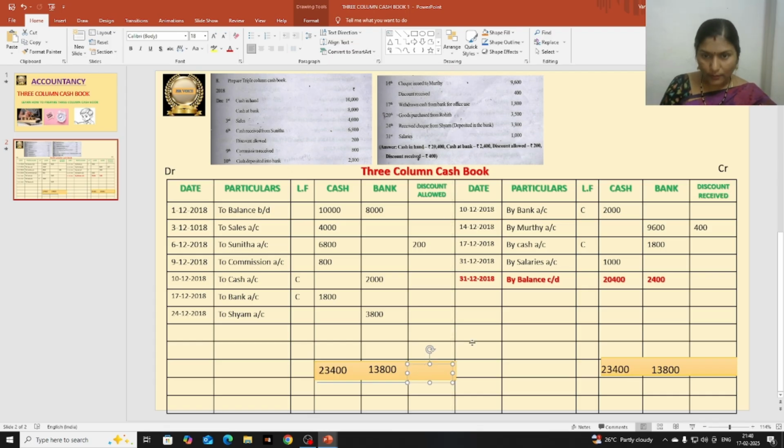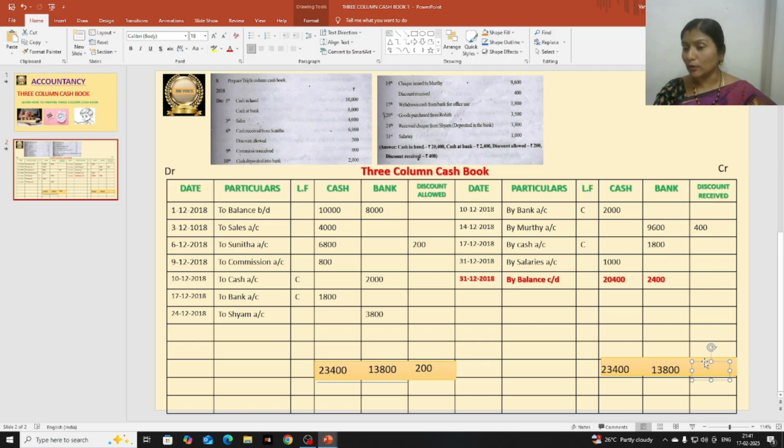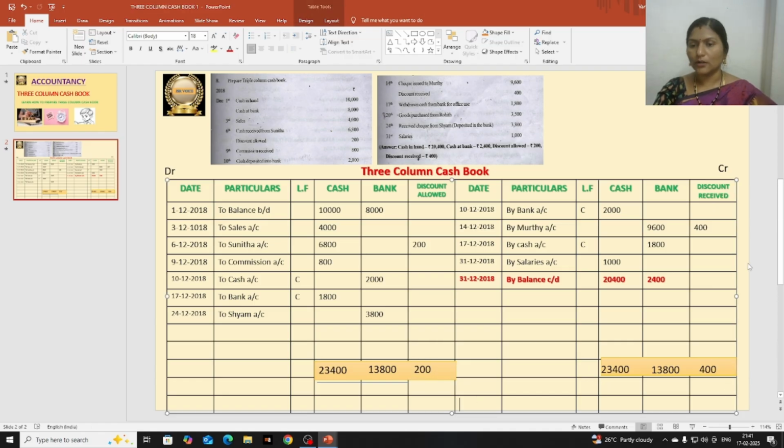The debit side discount column total is what? Only one item is there, 200 rupees. We don't have more than that, only a single item, so just mention 200. Go to the credit side. How much do we have? We have 400 rupees, only one transaction. So record that in totals on the credit side. If you have more than one, add all of them and record the total in the discount column. Here we have only one item, so the total is 400. Record 400 here. That's all. We balanced it and we totaled it.